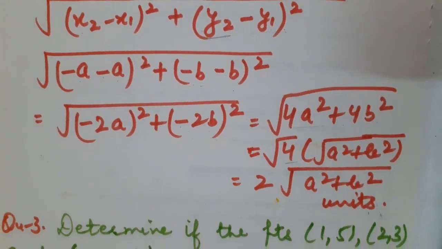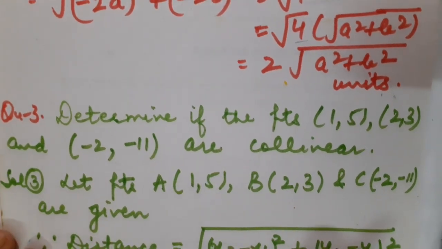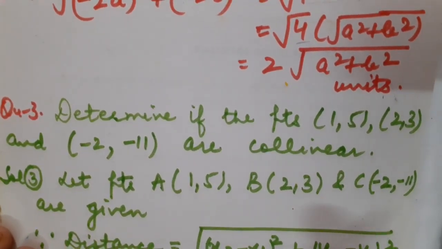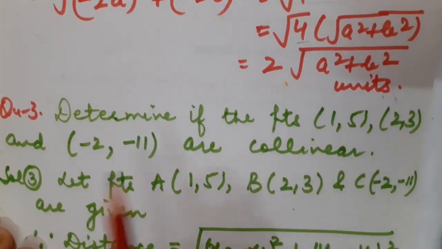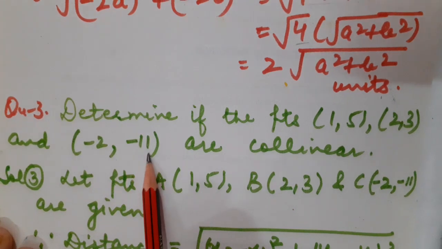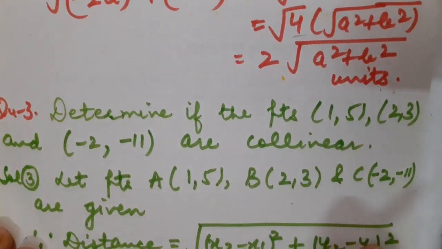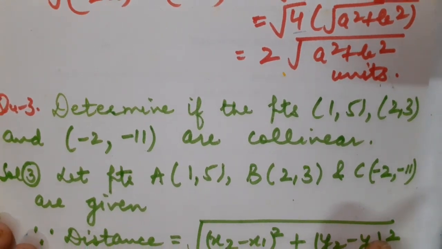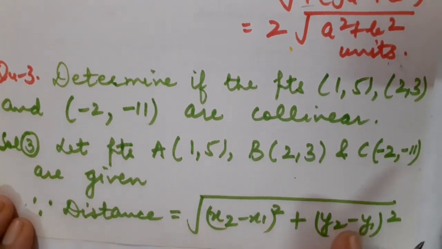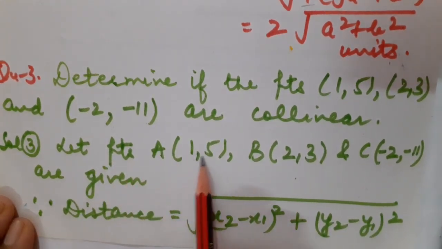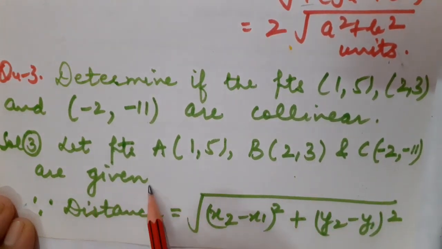Fine, students. Okay. Now I am going to switch to the next question. This is question number 3. Question number 2 is your maths homework. Determine if the points (1, 5), (2, 3) and (minus 2, minus 11) are collinear or not. We have to just tell whether they are collinear or not. Using distance formula, children, you have to prove it. So first of all, I am going to give the name. So let points A(1, 5), B(2, 3) and C(minus 2, minus 11) be given.